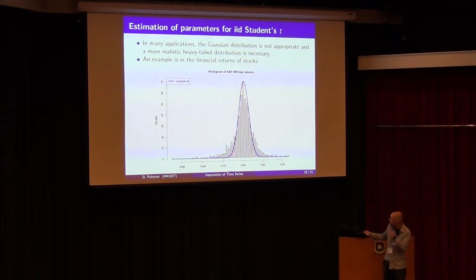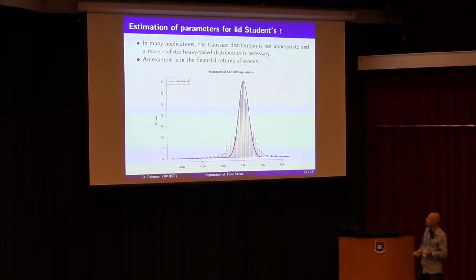Basically, you see the Gaussian tails quickly go to 0. But actually, the real distribution has heavy tails. That's why it's called heavy tails, because the tails are very heavy. They decay very slowly. Okay. So anyway, that happens in many applications, also in big data.